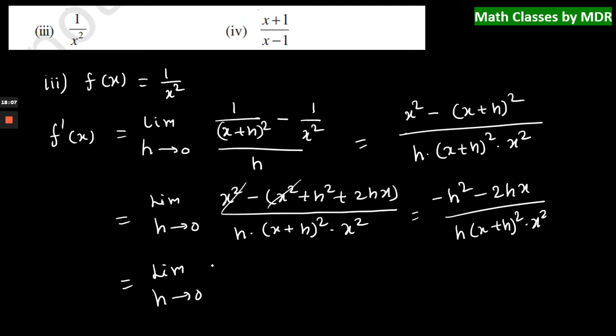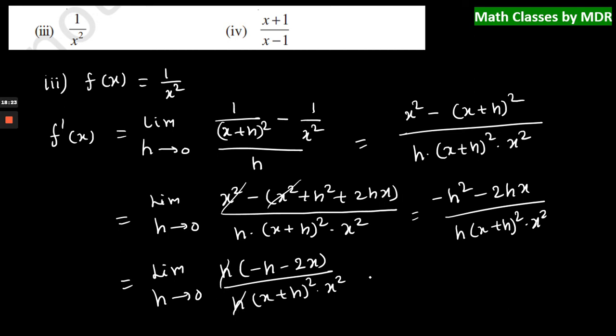As h tends to 0, let us take h common here. When we take h common, we will have minus h minus 2x by h into (x plus h) whole square into x square. So h will cancel. That's it. The problem is over.